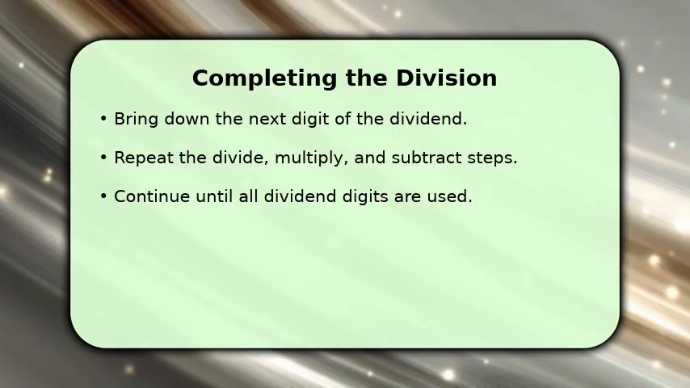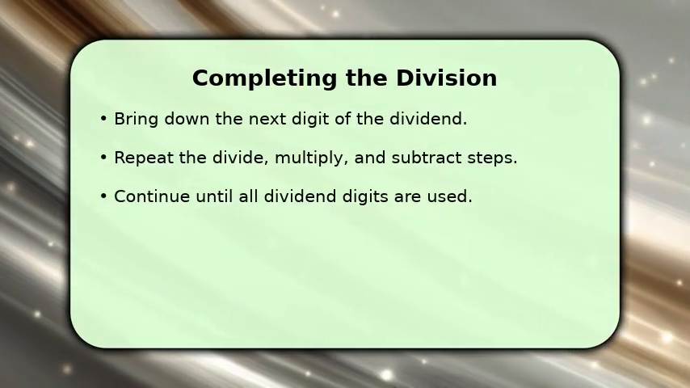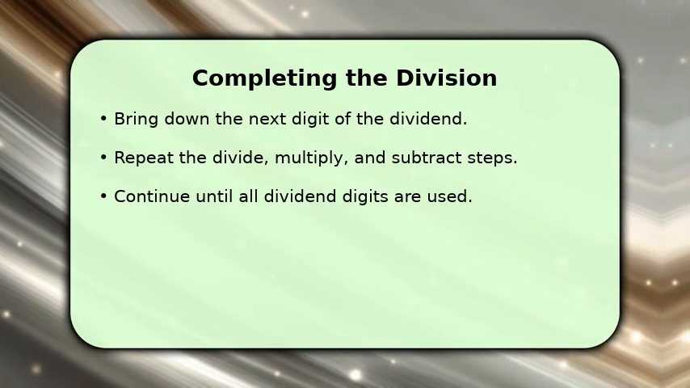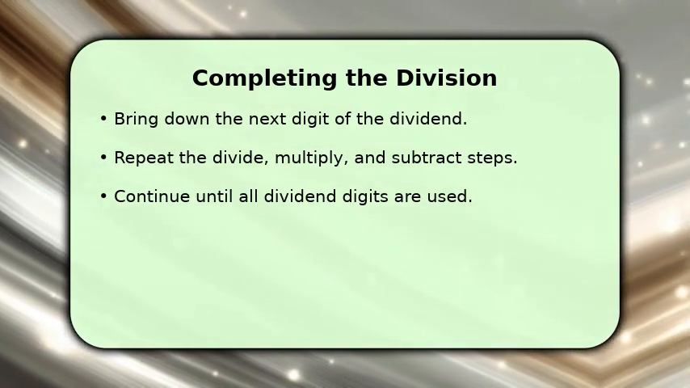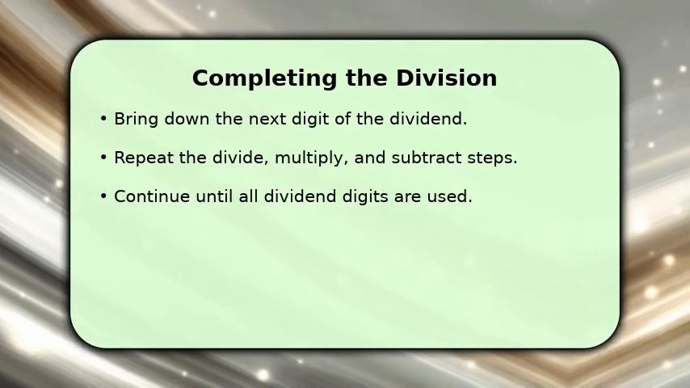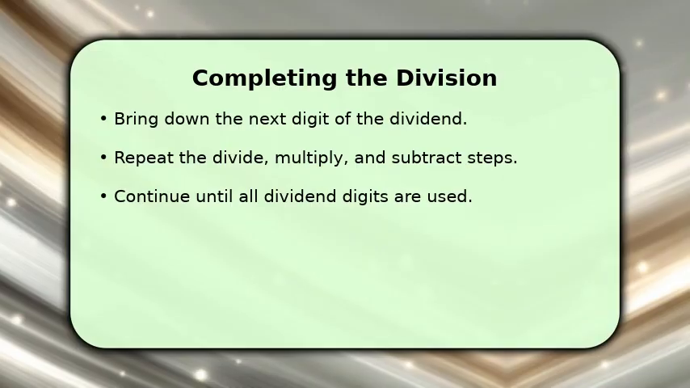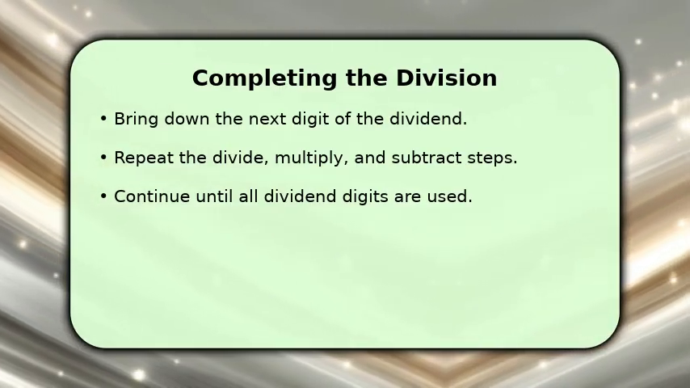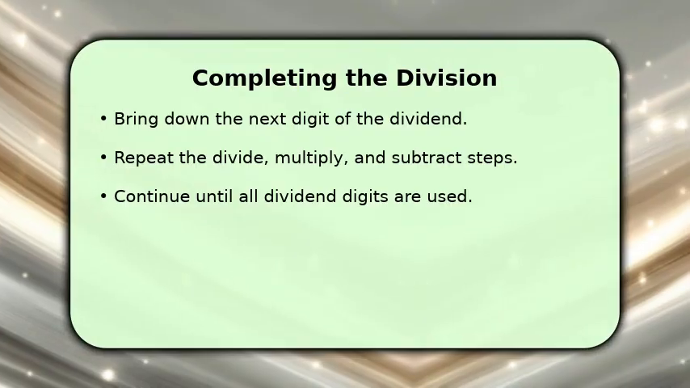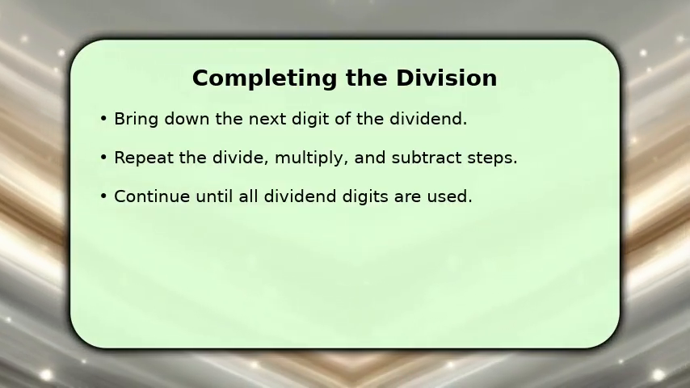Now, let's continue the process. After subtracting, bring down the next digit from the dividend to form a new number. Repeat the steps. Divide this new number by the divisor, write the quotient digit above, multiply it by the divisor, and subtract the product. Keep doing this until there are no more digits left in the dividend to bring down. The sequence of numbers you wrote on top forms your complete quotient.